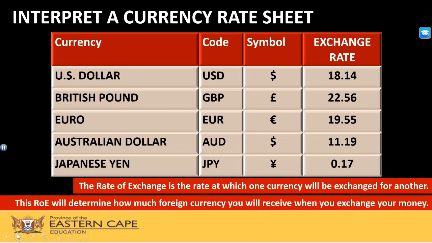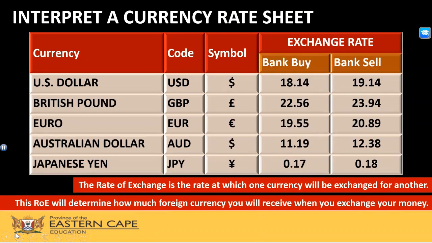So you can expect, when answering a question paper, whether it be a test or an examination, to be given a currency rate sheet, and you will be required to interpret that currency rate sheet and use the data to answer the questions. So I want you to get used to seeing the currency rate sheet, and I'm going to show you a second one that's coming up on the screen now that is slightly more involved, but it is important that you are aware of this even at this stage in grade 11.